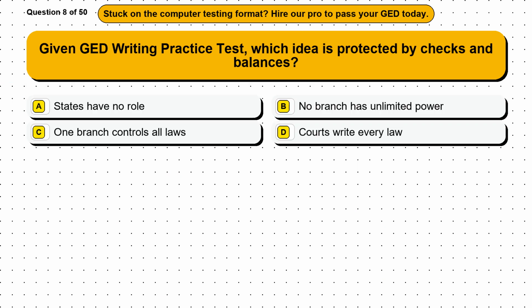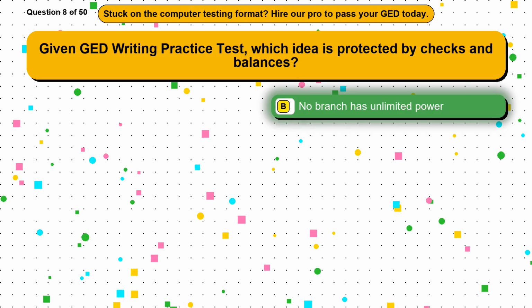Question 8. Given GED Writing Practice Test, which idea is protected by checks and balances? Option A. States have no role. Option B. No branch has unlimited power. Option C. One branch controls all laws. Option D. Courts write every law. The correct answer is option B.